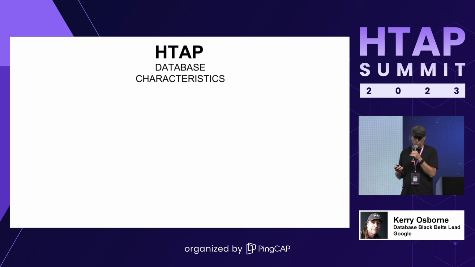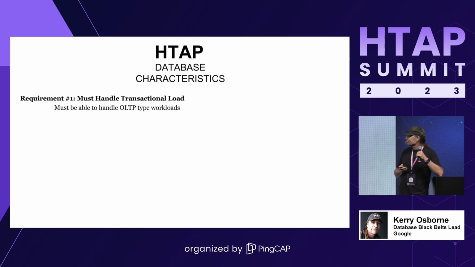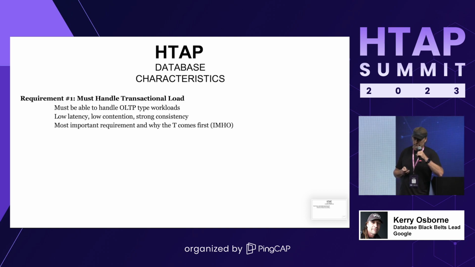Okay. So to dig a little deeper, what characteristics do I look for? Number one, it's got to be able to handle transactions, right? That's requirement number one for a reason, because that's what we've got to do as our number one goal, right? We can't not handle transactions in a performant manner. We've got to be able to handle OLTP workloads. We have to be able to provide low latency, low contention, strong consistency, all the things you would expect from a normal OLTP sort of database or transactional database.